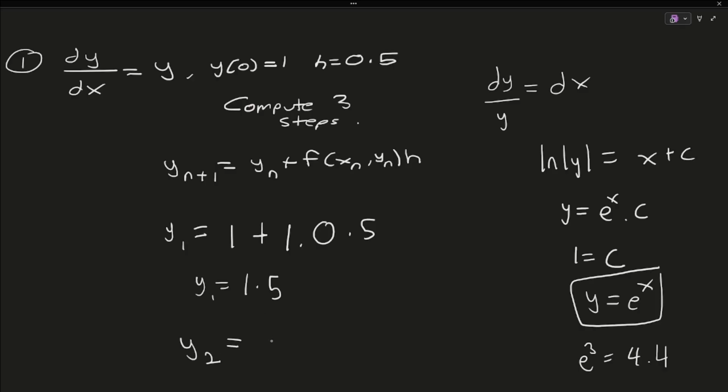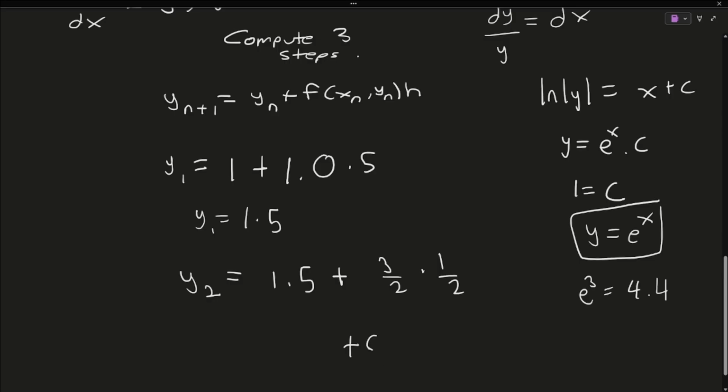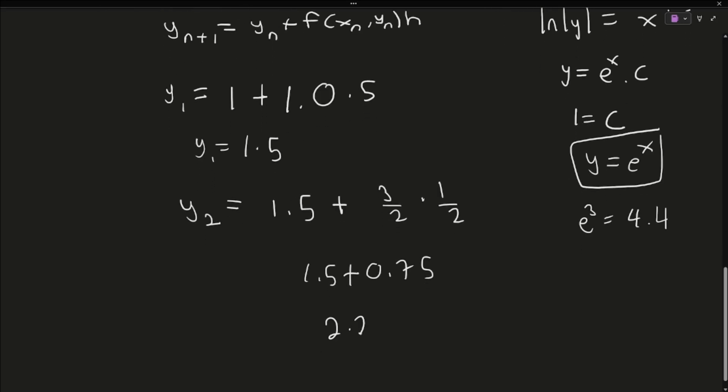y2 is going to be 1.5, which is y1, plus, and still at y1, our slope is 1.5 again. So we will have 1.5, or in other words, 3 over 2, and our step is 1 over 2. So our addition is going to be 3 over 4, which is 0.75, plus 1.5, and this will be 2.25, equals y2.